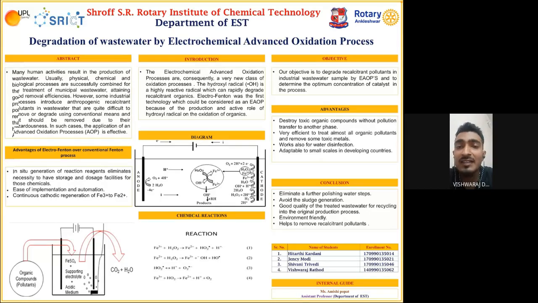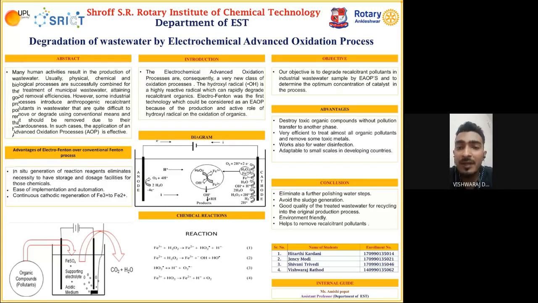Suitable ferrous ion concentration is an important prerequisite in the electro-Fenton process. Generally, the efficiency of the electro-Fenton process increases with Fe2+ concentration because the concentration of hydroxyl radical, which is the main oxidizing agent in the electro-Fenton process, increases with the increase in the Fe2+ concentration.